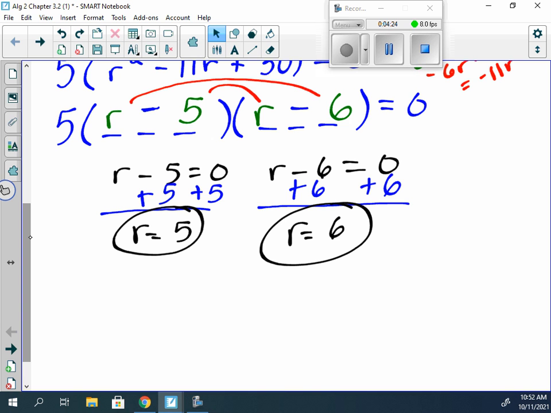Questions on this here? Now, if you're wanting to make sure you don't get the two confused, you can just continue to factor it out and not do the division.